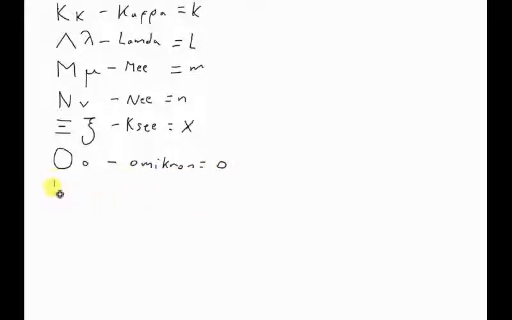The next letter is a pi. It's a rectangle with the bottom missing, and then the lowercase is a similar shape. These two vertical lines are closer together, and the ends of this horizontal line are sticking out both sides. Pi, and it makes a P sound.